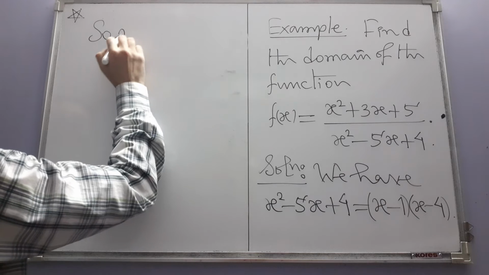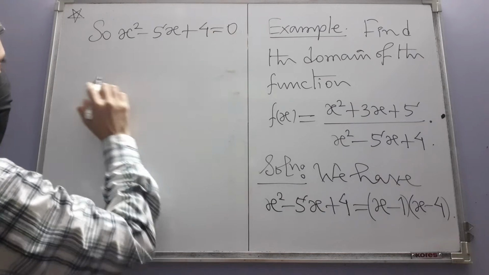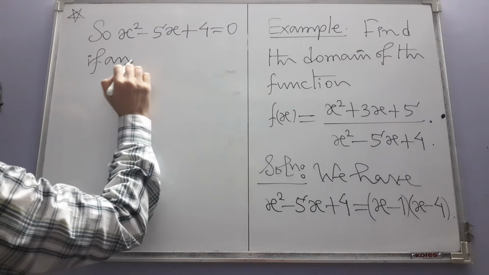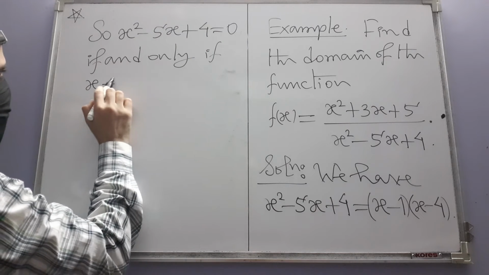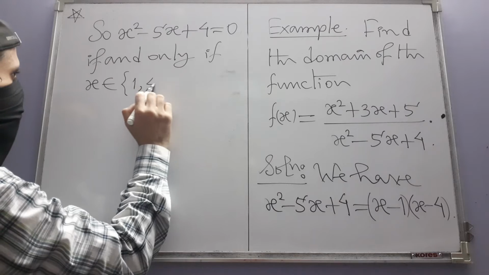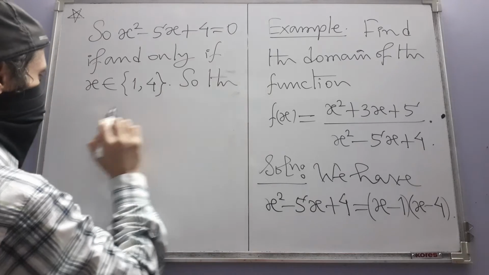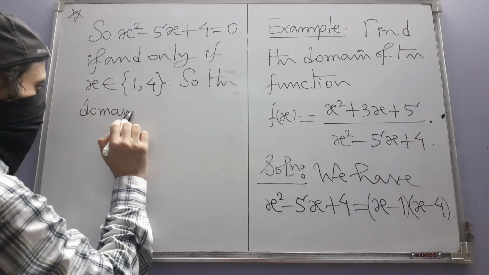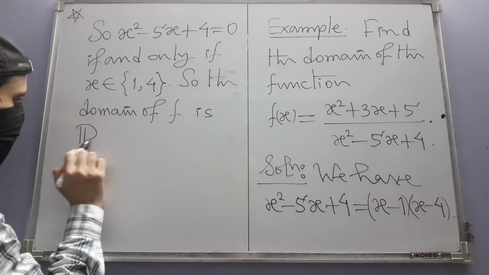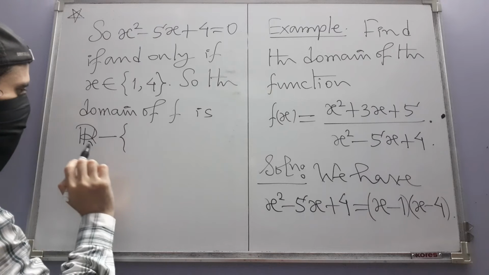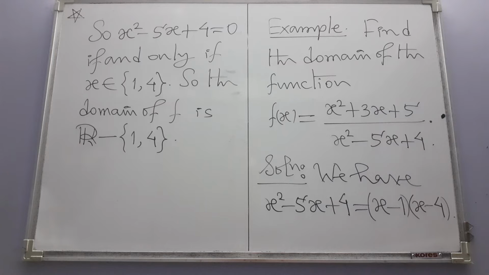So x square minus 5x plus 4 is 0 if and only if x belongs to this set. So the domain of f is the set of real numbers difference this pair set 1, 4. That's it.